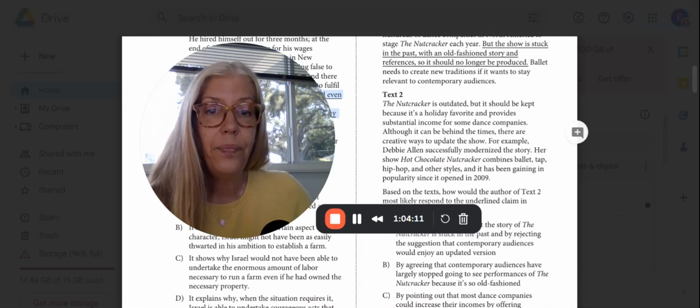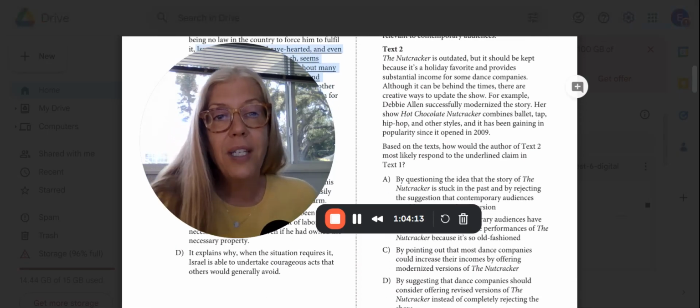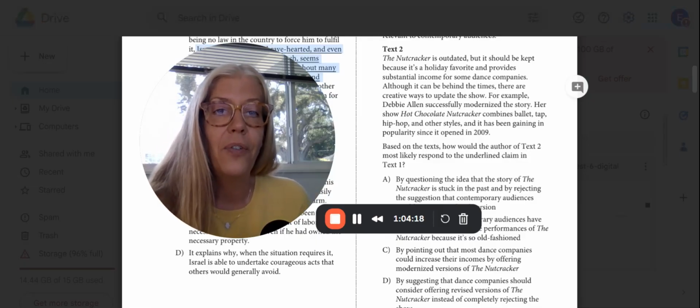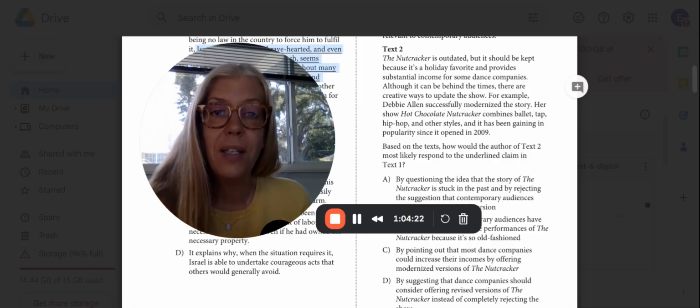Let's see. Text 2. The Nutcracker is outdated, but it should be kept because it's a holiday favorite and provides substantial income for some dance companies. Although it can be behind the times, there are creative ways to update the show.